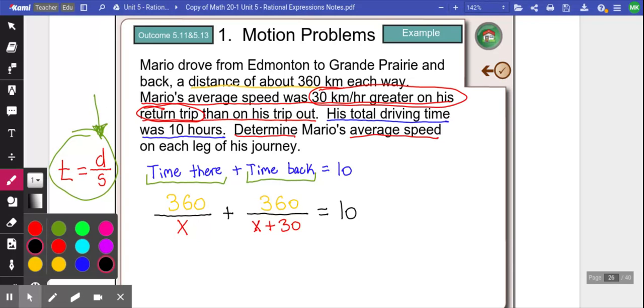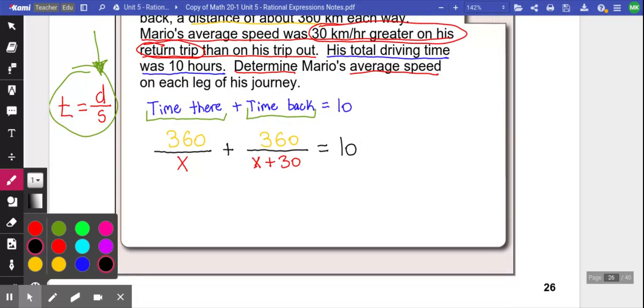To solve this thing, you have to have a common denominator. So this x plus 30 is in brackets. That means I have to multiply this one by x plus 30. And I have to multiply this x plus 30 by the 10. Right? Because remember, that is now 10 divided by 1. So a common denominator has to happen to all things.